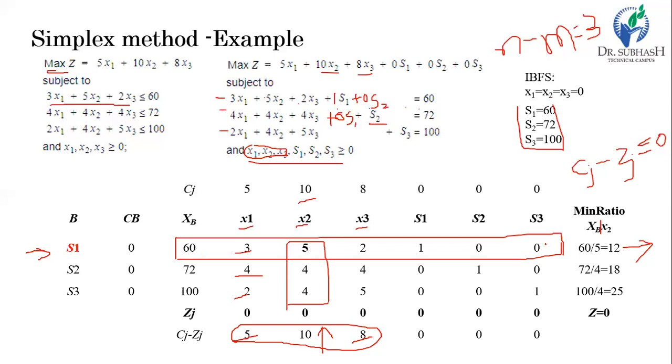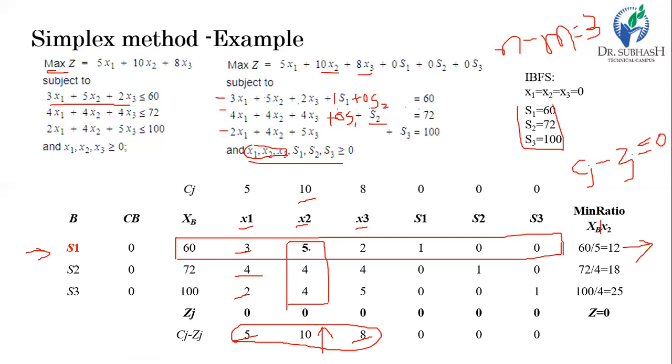So here, this is the key row, this is the key column, and the intersection of the key row and key column is called a key element or the pivot element. But here we will use the word key element. So key row, key column, and key element.